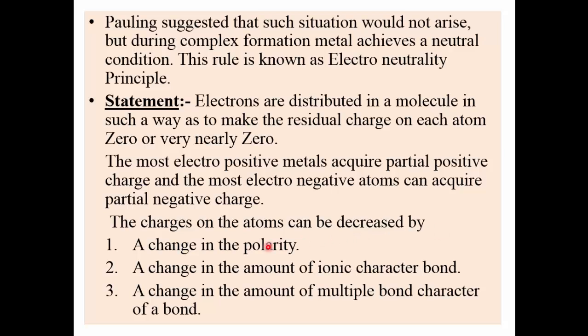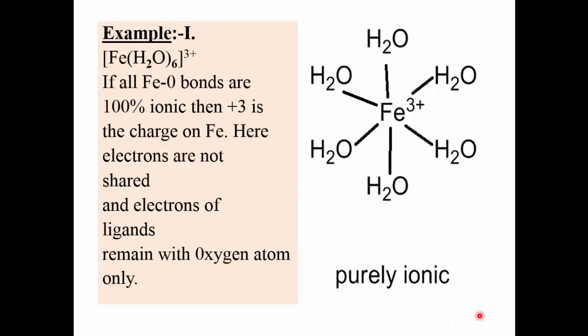So the charges on the atom can be decreased by, first, a change in the polarity, second, a change in the amount of ionic character of the bond. We are going to discuss this in detail in the next slides. And third one is a change in the amount of multiple bond character of a bond. So these are the factors due to which the charges on the atom are decreased, it achieves neutral condition and hence it becomes stable.